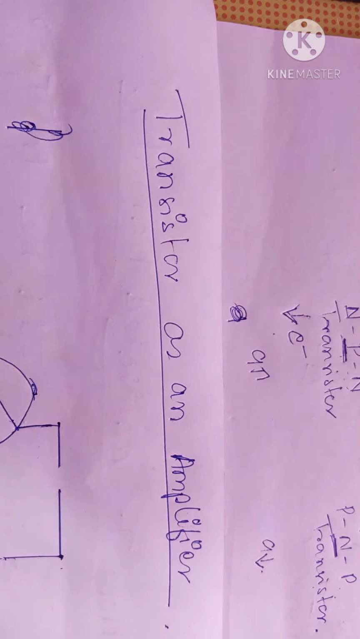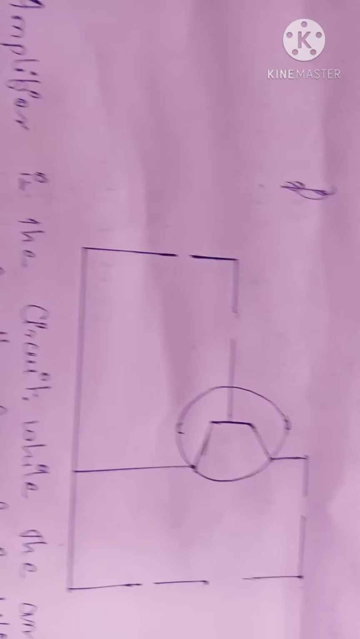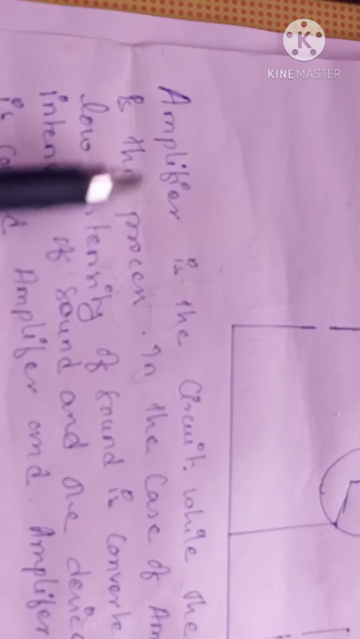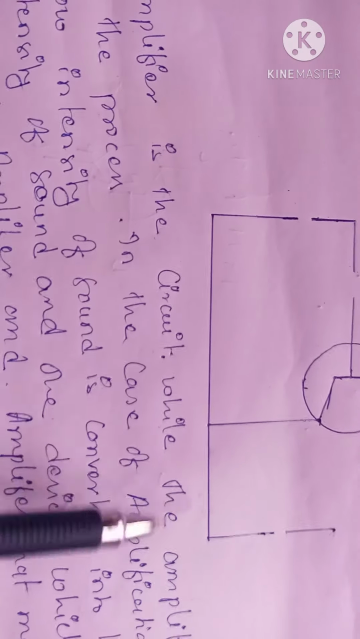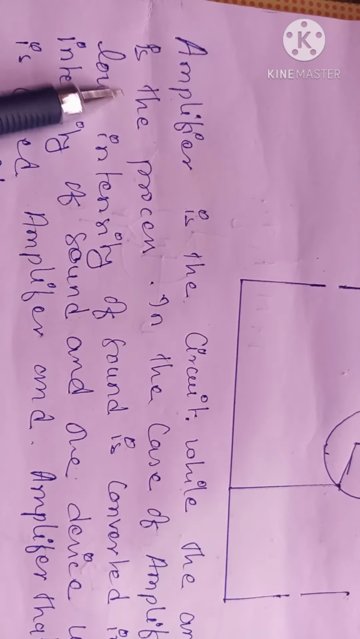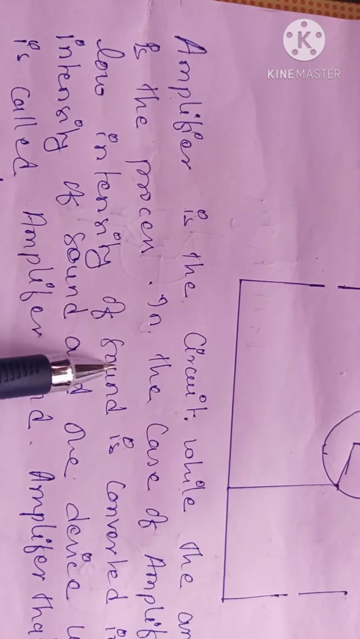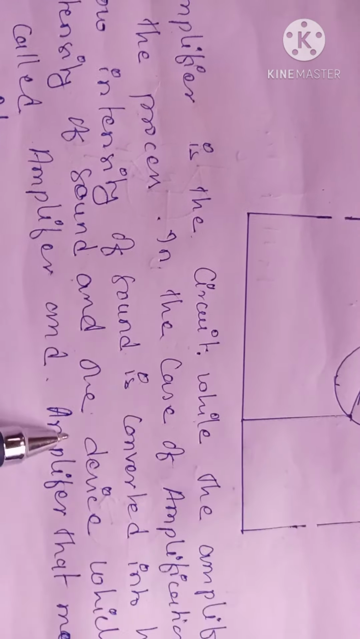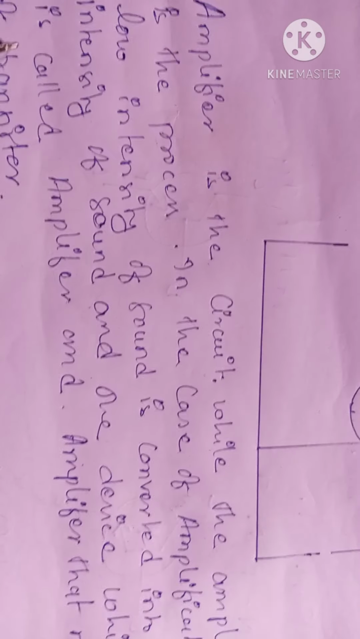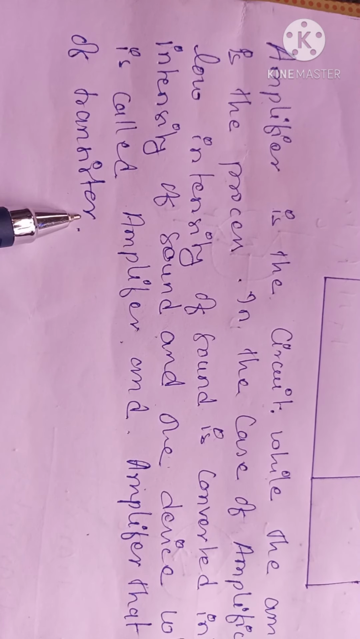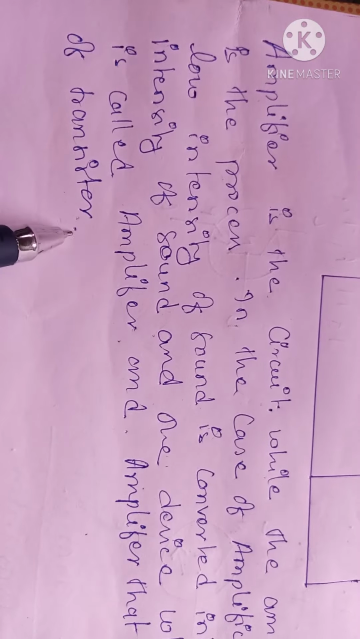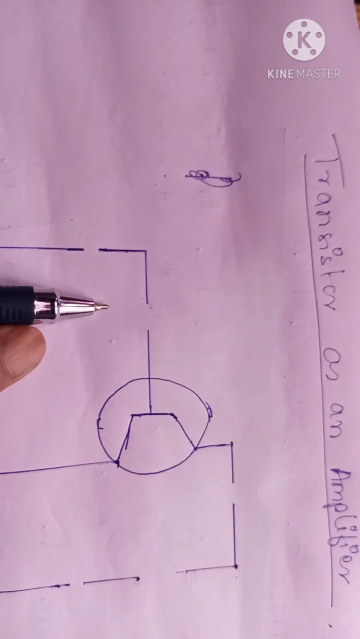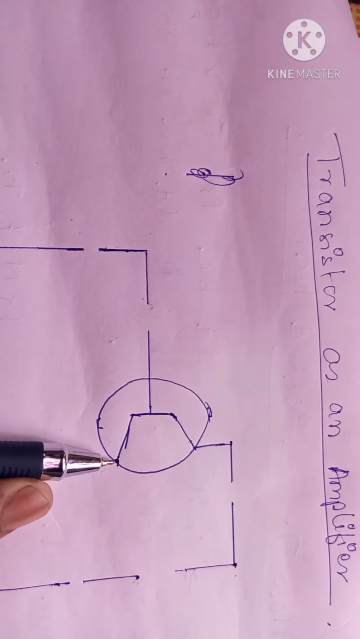So now, transistor as an amplifier. Amplifier is the circuit, while amplification is the process. In amplification, low intensity of sound is converted into high intensity of sound, and the device which performs it is called an amplifier, which is a type of transistor. So this is the transistor as an amplifier circuit.